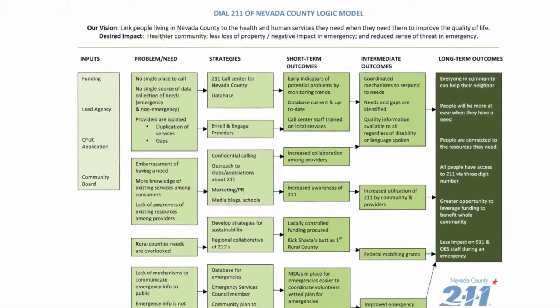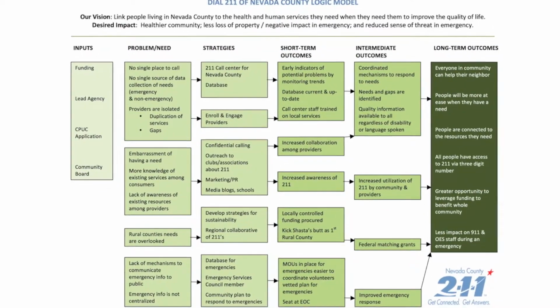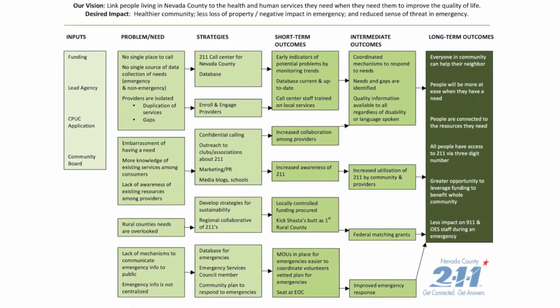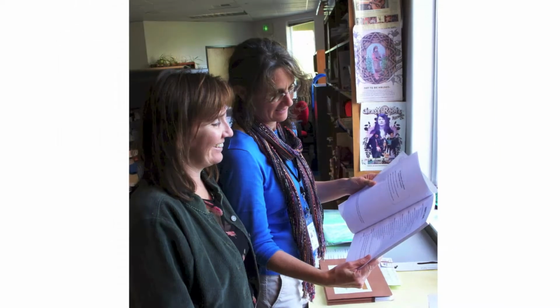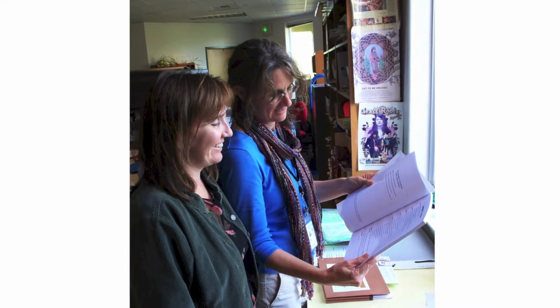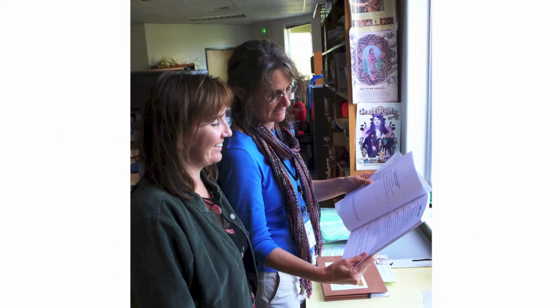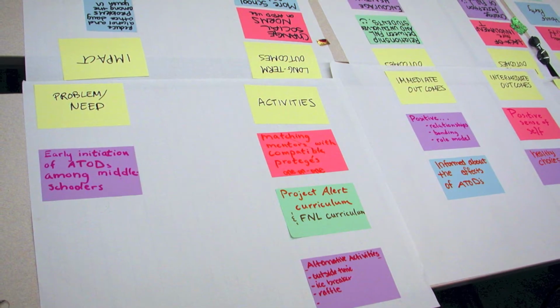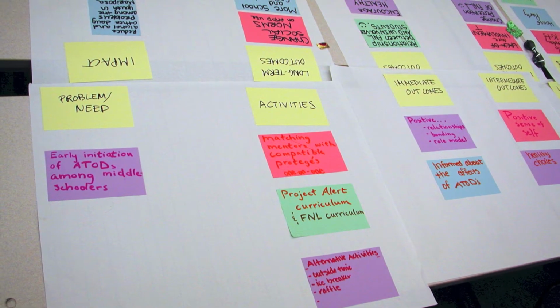The logic model for 211 Nevada County gave those of us who came in after the founders and weren't part of the founding group a real map to follow. And we were able to see that the priorities that we had lined up with the founders, and that the strategies that they wanted us to employ were ones that we could do. It's just great to have her facilitate that whole process.